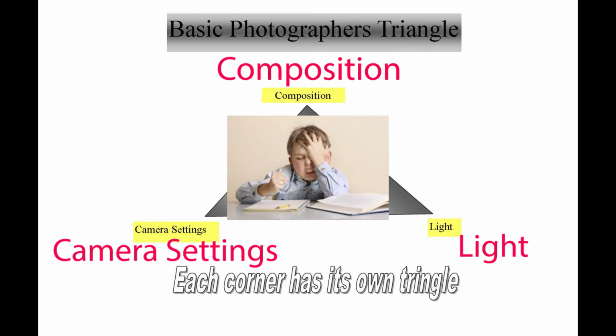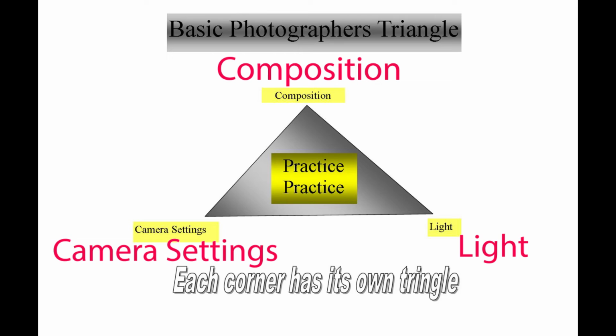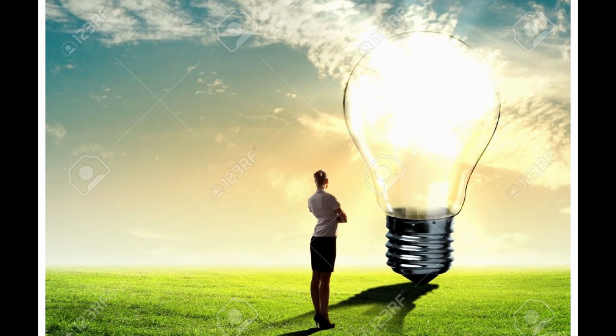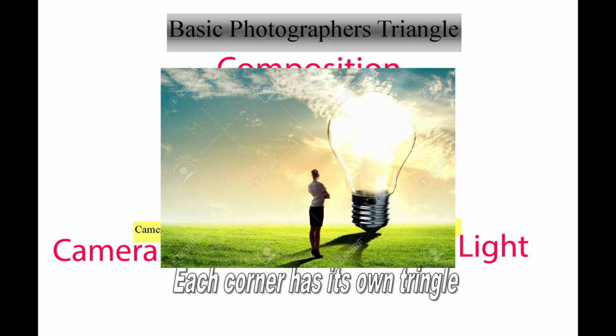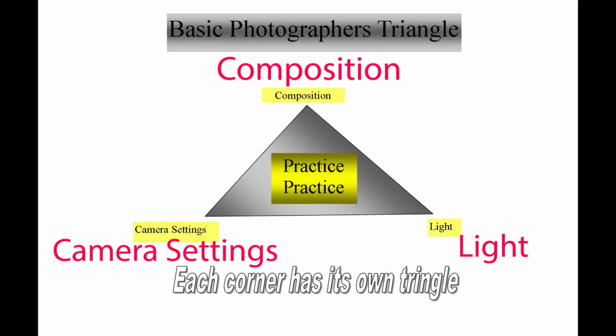And then you need to go outside in your own backyard and practice. Practice with your camera settings. Learn all about your camera. Look at the light. Go out at different times of the day, take a picture of the same thing at different hours of the day and see how light affects that one object. And of course, composition.